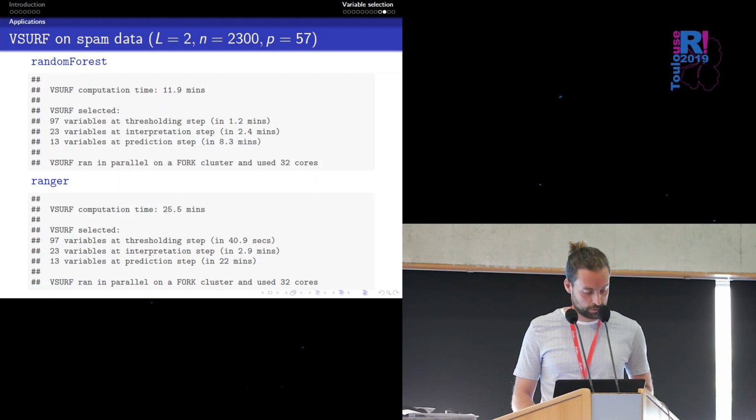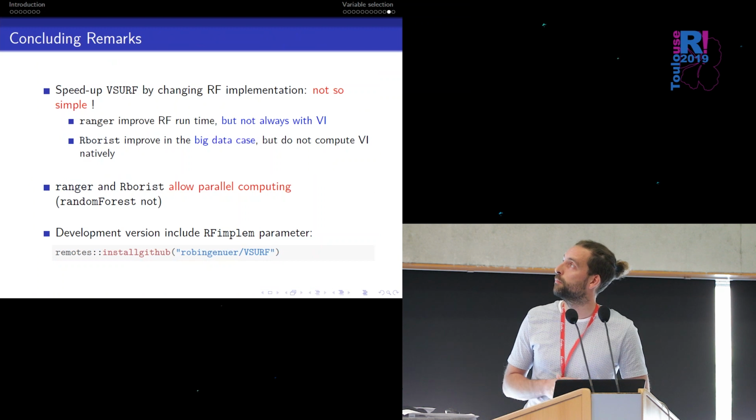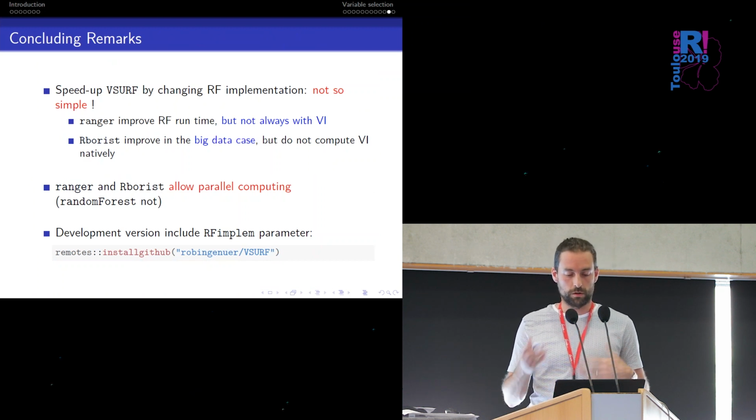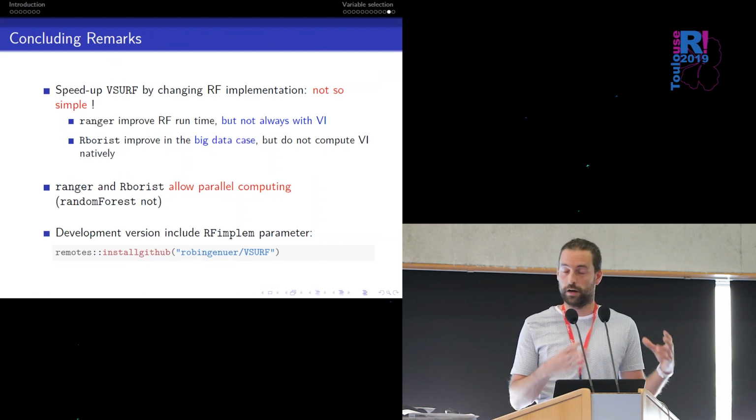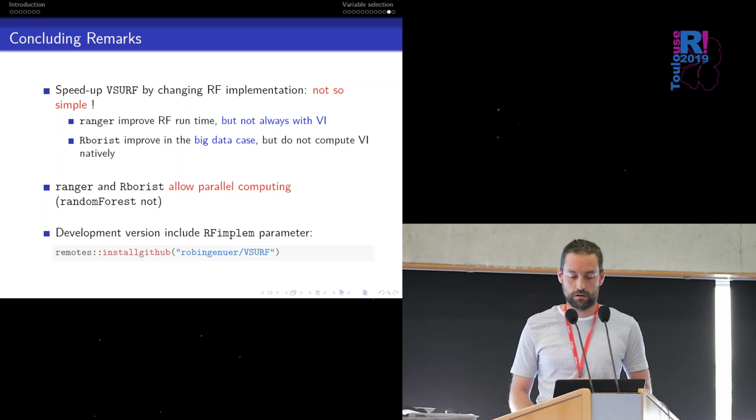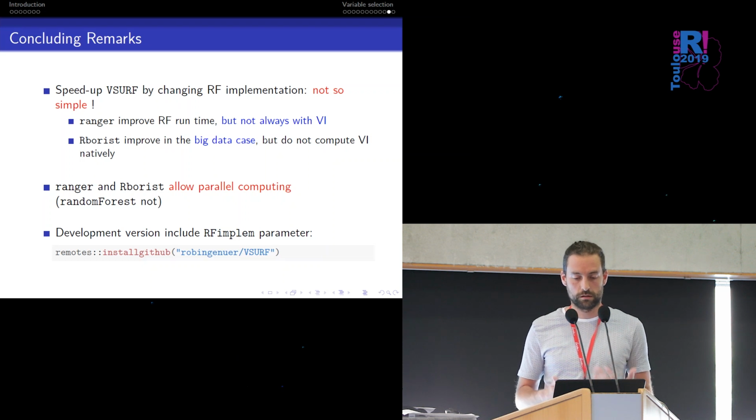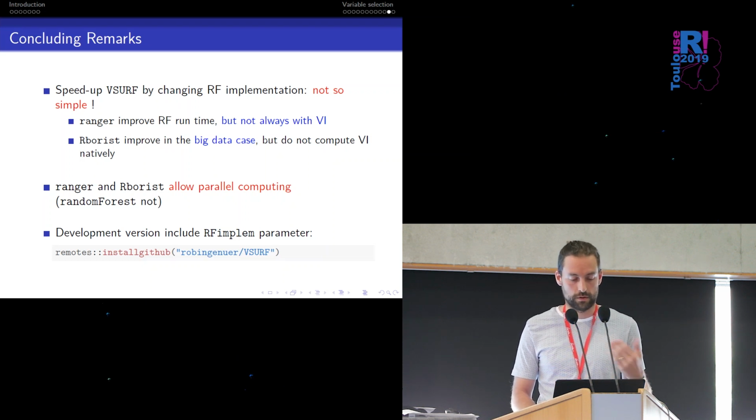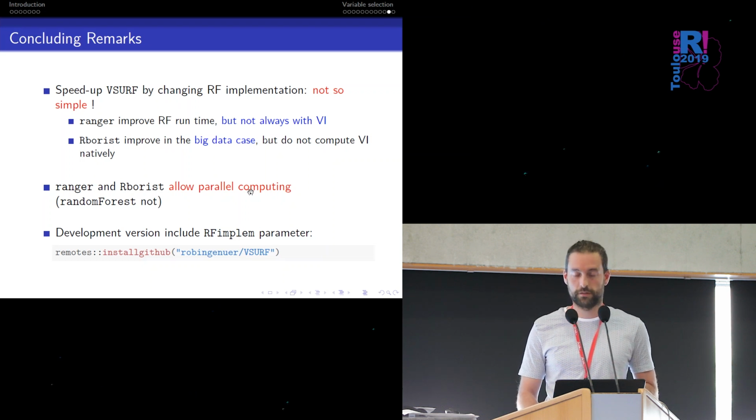So I still have some work to do to speed up VSURF, and the main message is that it's not so simple because I compute a lot of random forest models in the selection procedure. Some of them use variable importance, so if the package does not speed up variable importance, it's no help for me. And actually, all the embedded random forest models struggle also with VSURF and also Arborist. And that's it. Thank you.